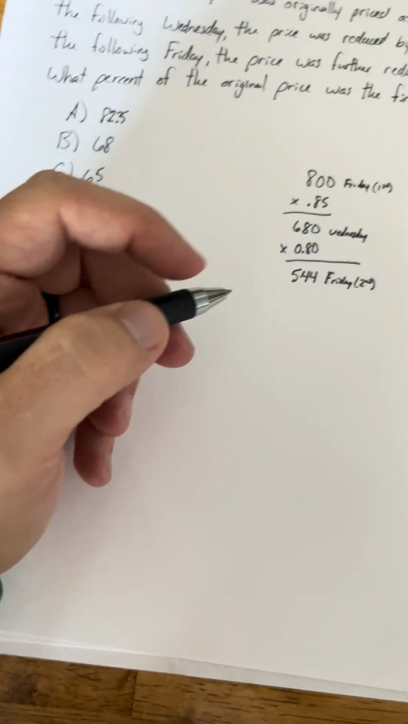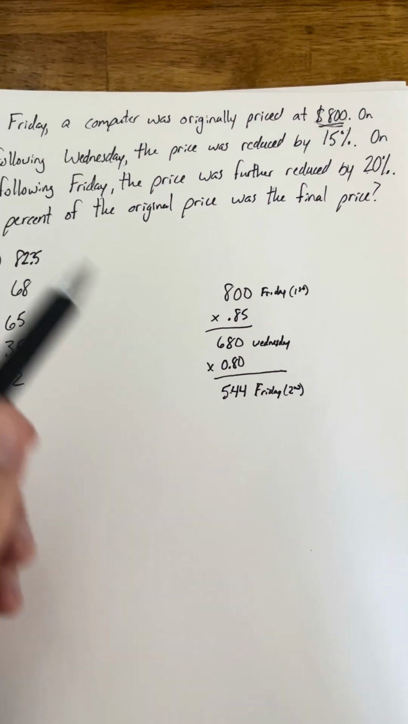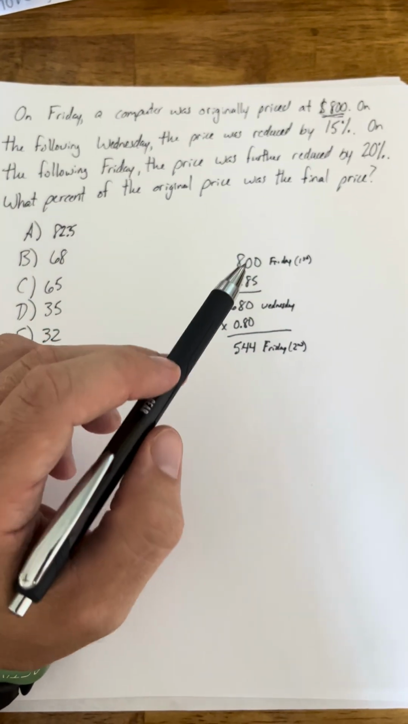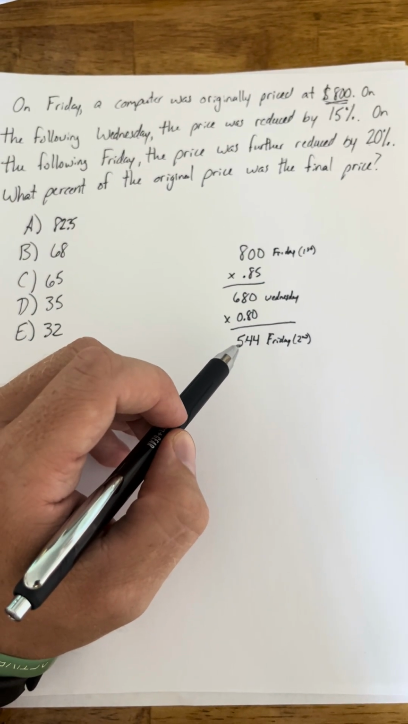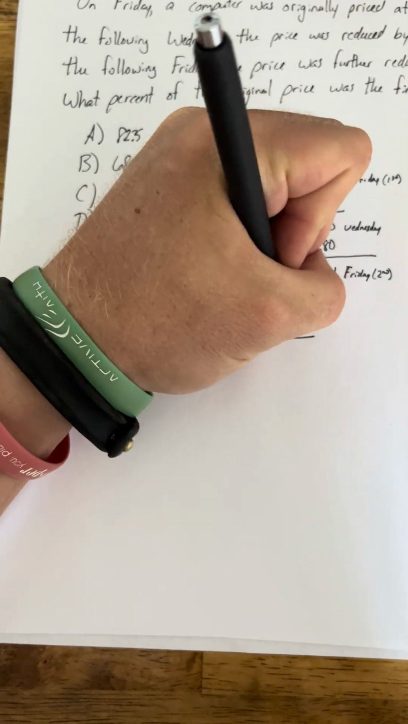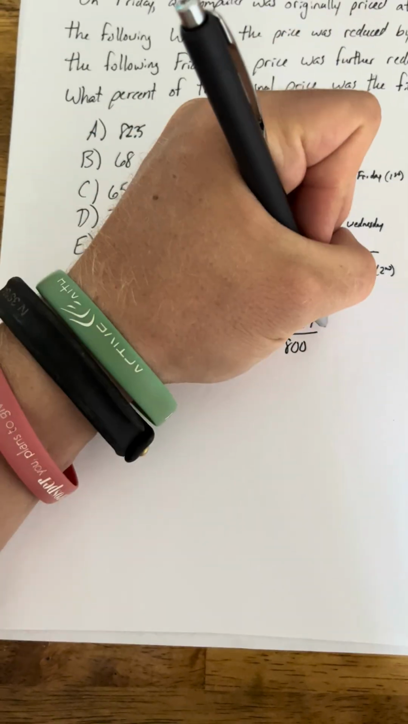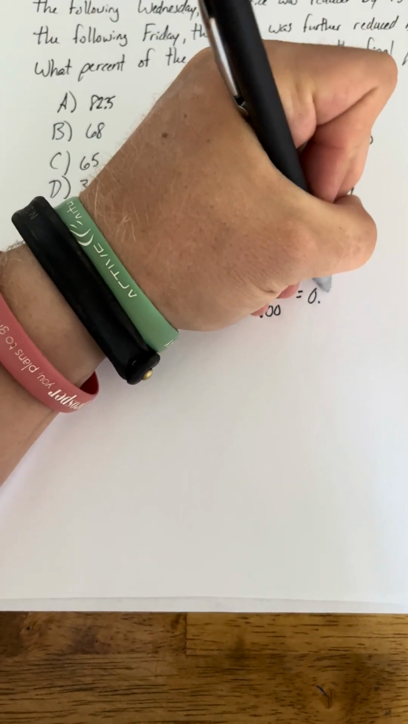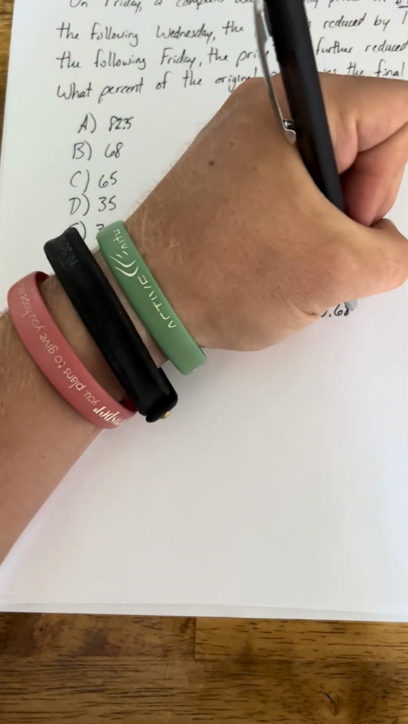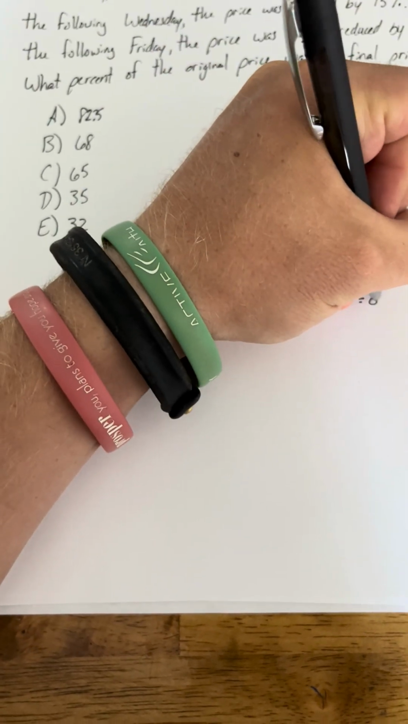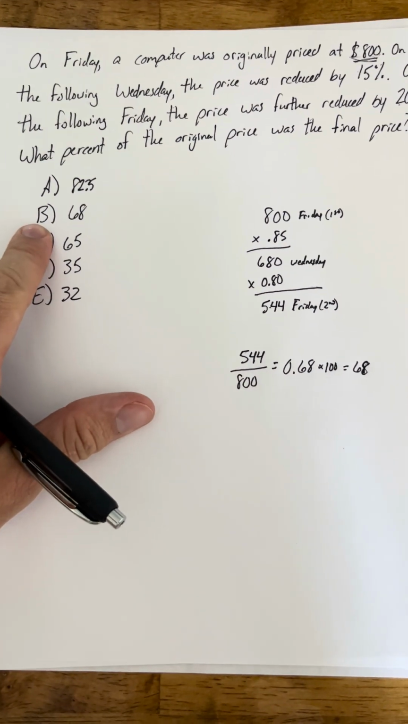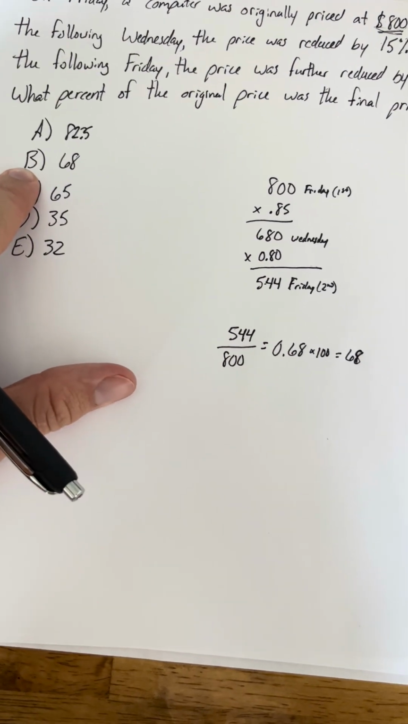So one of the first ways I can solve this is if I'm trying to find out what percent of the original price was the final price, I'm just going to take my final price, divide it by my original price. So that's going to be 544 over 800. And when you divide that out, you will get 0.68, okay? And 0.68 is a decimal, but as a percentage, you can multiply that by 100, and that will give you 68%. So as you can see, that is B, all right? So that would be your final answer on that.